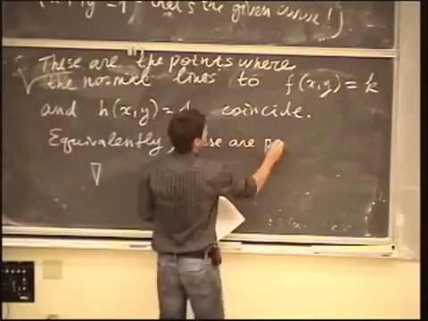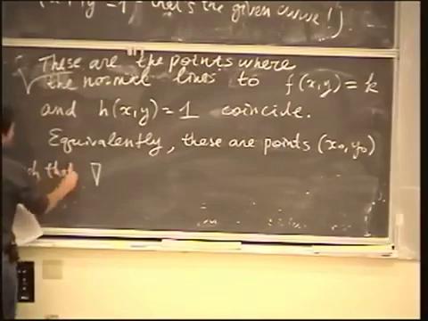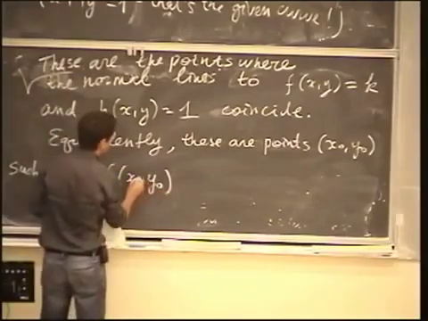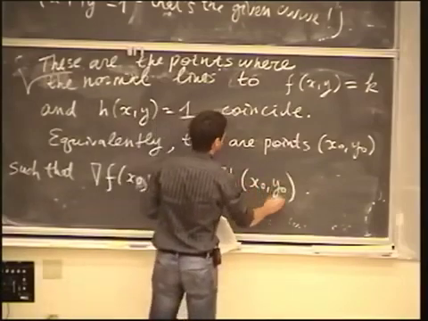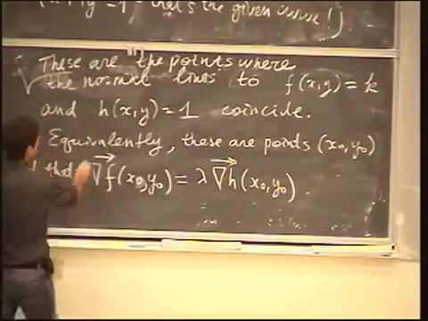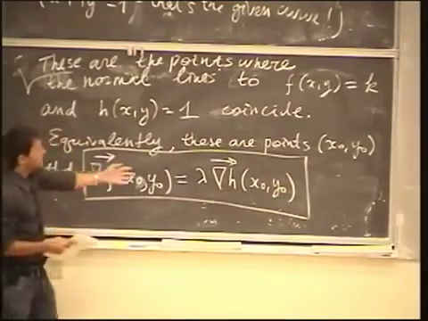These are the points x0, y0, such that nabla f at x0, y0 is equal to lambda times nabla h for x0, y0. And that's the equation that will give us those points. What is the meaning of this equation in our case?